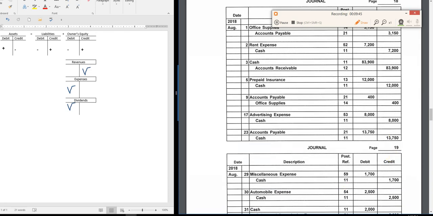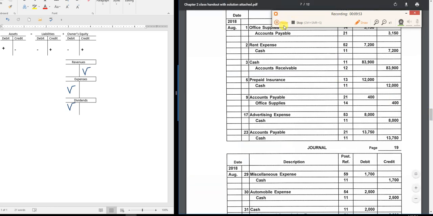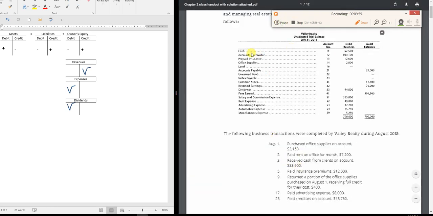Sometimes if you don't know what to debit, you just have to look at your choices. And my choices up there, if you go back to the trial balance, hold on. Here are my choices. I can look through those and see what I have my choice, and so there's automobile expense. So that's what I'm choosing.